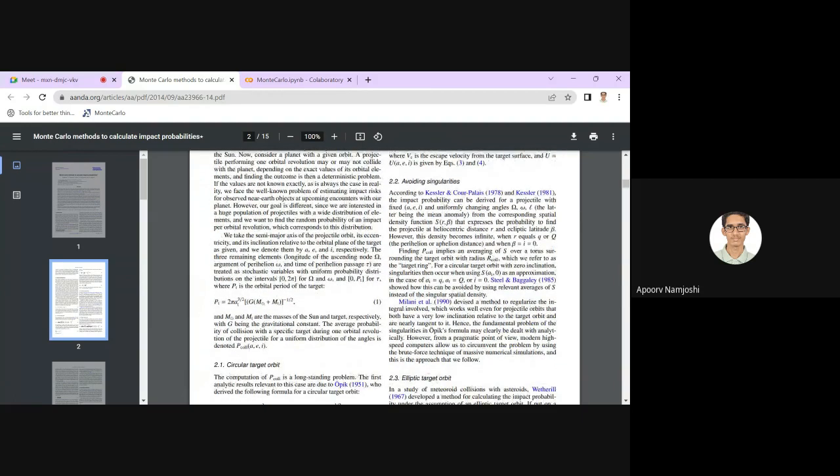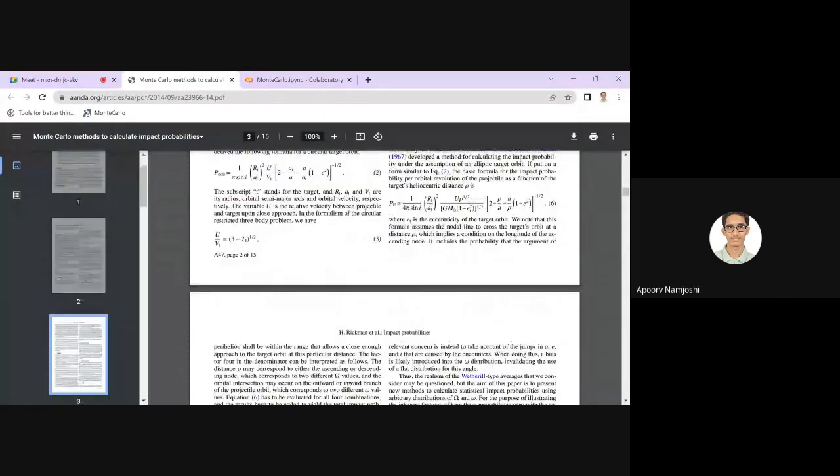Argument of perihelion omega, that is the angle when the object is at perihelion, and time of perihelion passage are treated as stochastic variables with uniform probability distributions on the intervals 0 to 2 pi for capital omega and small omega, and 0 to P_T for t, where P_T is the orbital period of the target, which is defined here along with all these quantities. And this paper actually uses multiple methods, but we will focus on the Monte Carlo one.